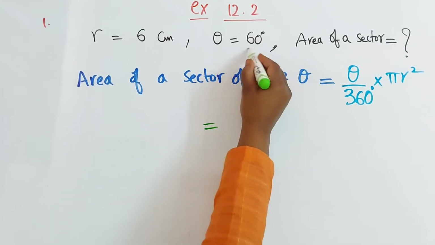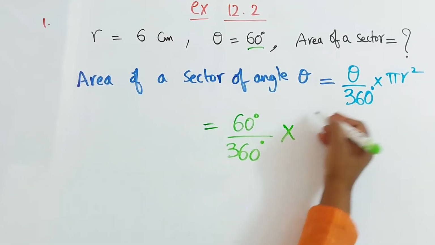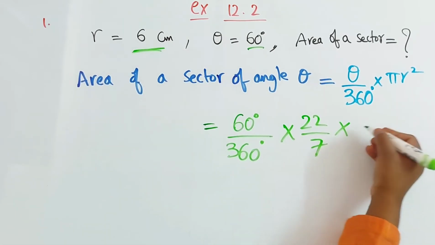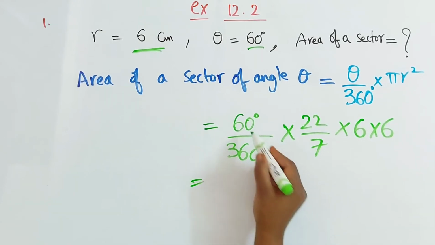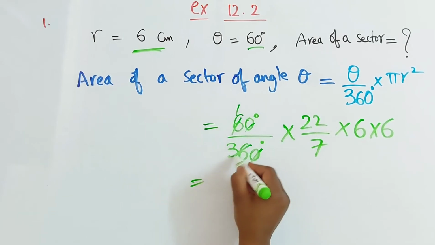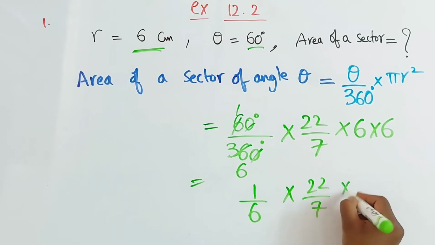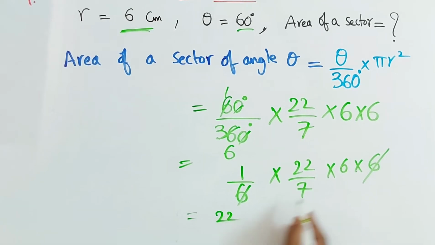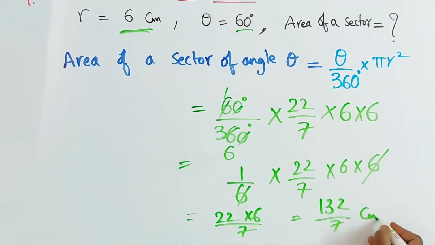We know theta value is 60 degrees divided by 360 degrees into pi. Pi means 22 by 7. R is 6 centimeters, given. R square means 6 into 6. Right, children? Here 60 and 360, 0, 0 will get cancelled. 6 1s are 6, 6 6s are 36. Right, children? 1 divided by 6 into 22 by 7 into 6 into 6. 6 6 will get cancelled. This equals 22 into 6 divided by 7. 132 by 7 centimeter square is the sector area, children.